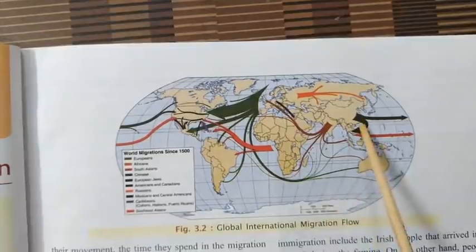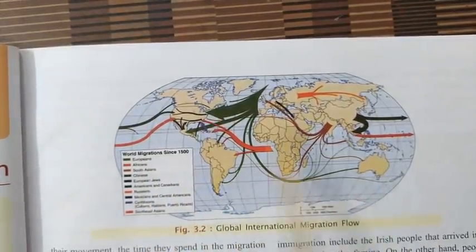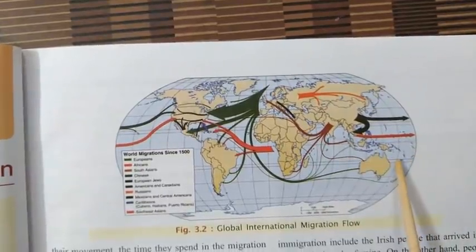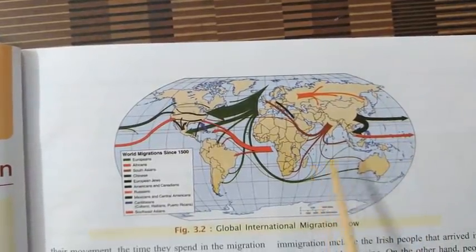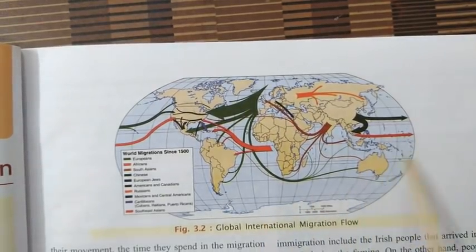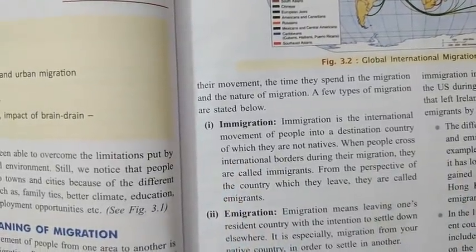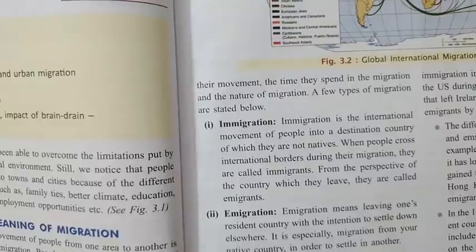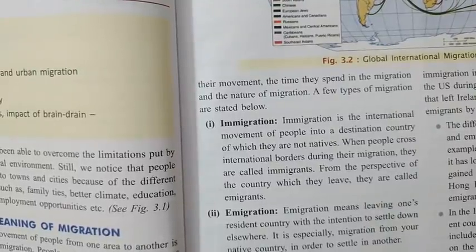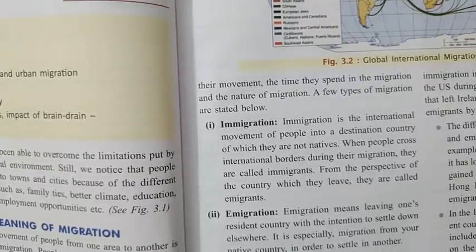Now this shows the world migration since 1500. This whole migration shows how, since 1500, a large number of people migrated to different parts of the world. Okay, now let's start with the first topic, which is immigration. So what do you mean by immigration? Immigration is the international movement of people from one country to a destination country.